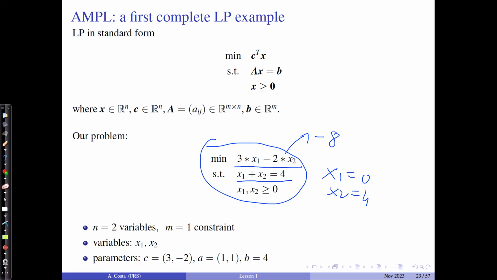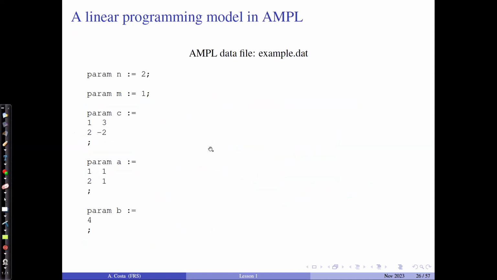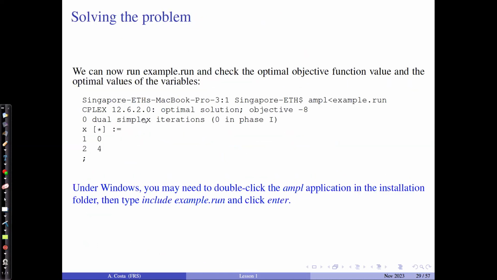And as you see, we didn't have to go through the procedure. What do we need to do to find the solution? We just wrote the model, the data, the RAM file, and then this guy, Cplex, took charge of finding the optimal solution.